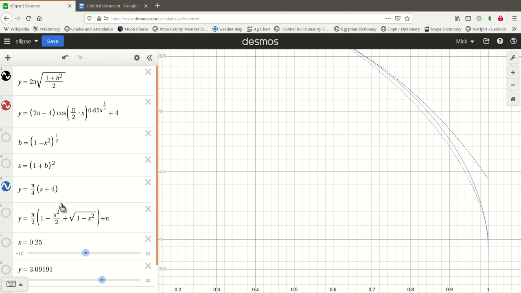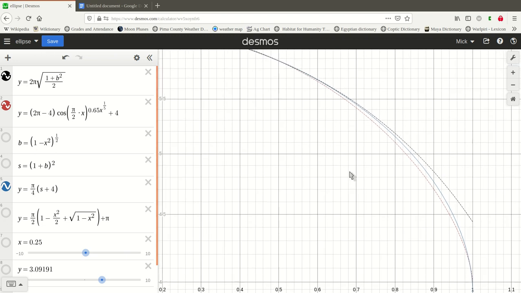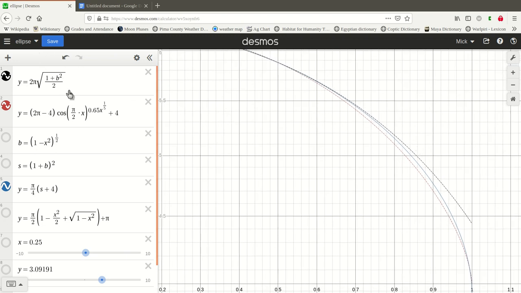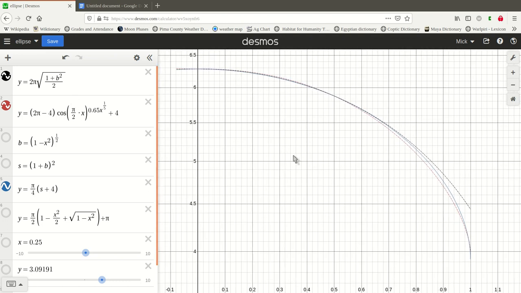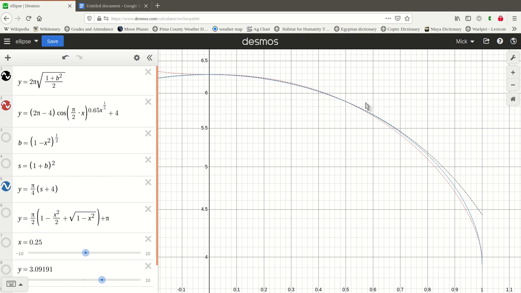Given that this is comparable in complexity to this, it's far simpler than Ramanujan's approximations, and the error is far less than this, especially out here, out in this territory. It's about the same over here, really close. You can see the error starts getting pretty bad over here. But given that it's such a simple way to look at it, it's really, really nice.